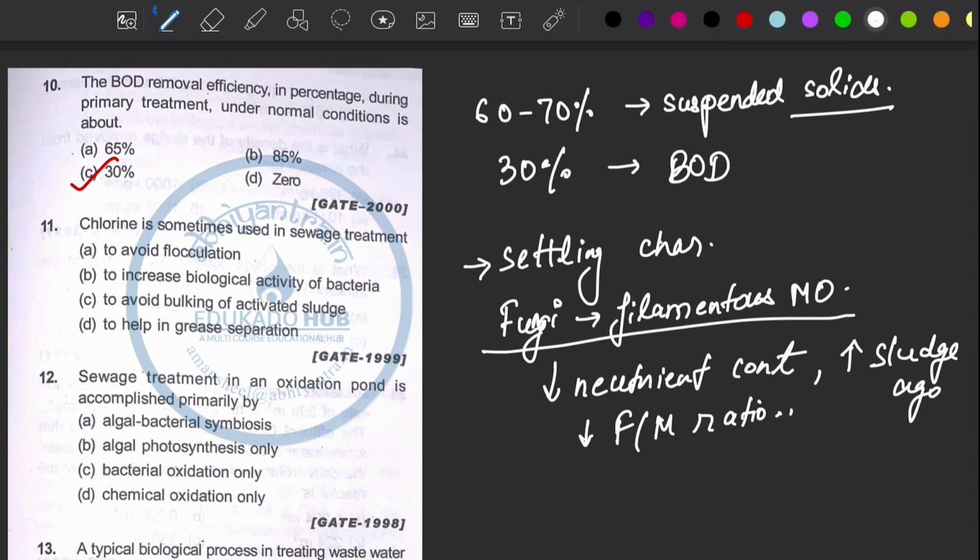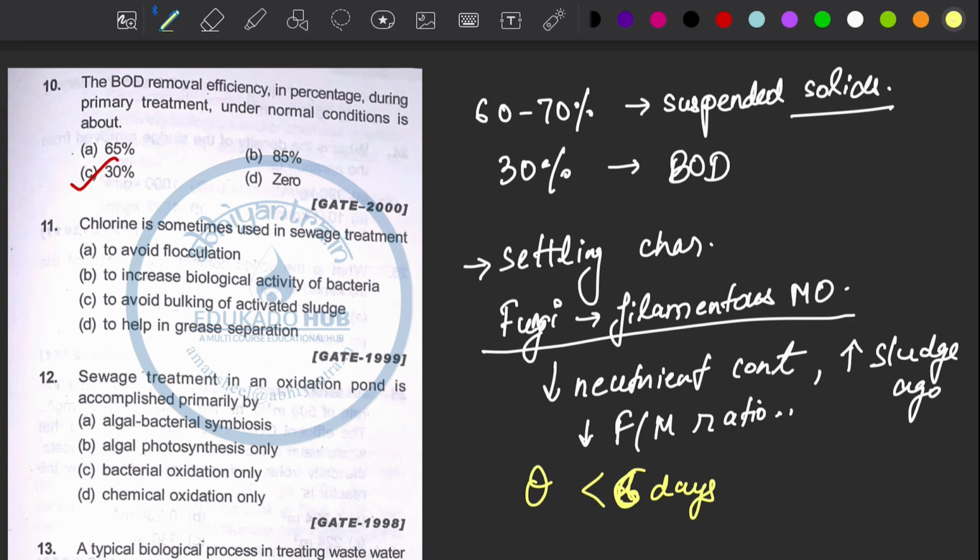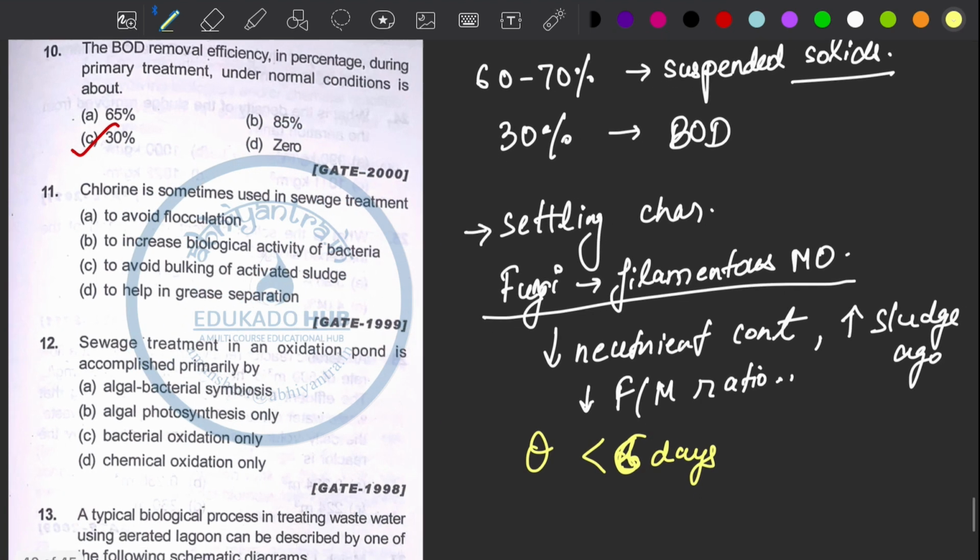What we can do is reduce the sludge age to less than 6 days. Your theta, that is known as sludge age. And chlorination of return activated sludge. Chlorination is also used for avoiding bulking of activated sludge. So the correct option from this is option C, avoid bulking of activated sludge.